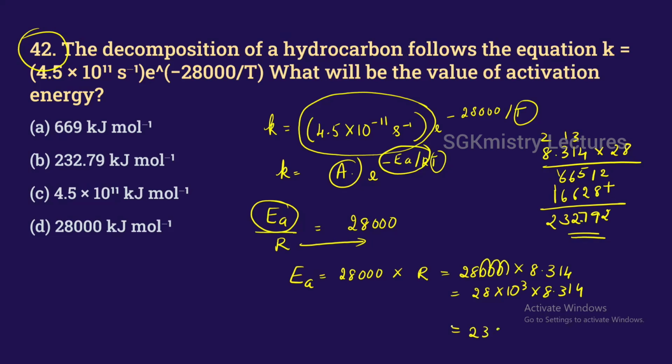So 232.79 into 10 to the power of 3. 792 is there into 10 to the power of 3. So I can shift the points this side. So now you see here, 10 to the power of 3 means this many joules.